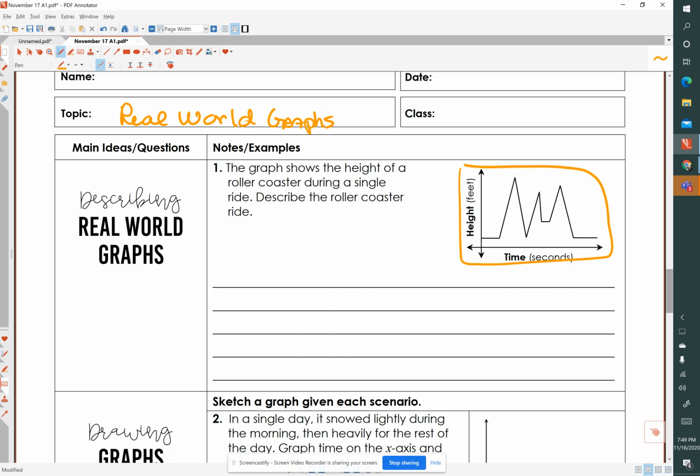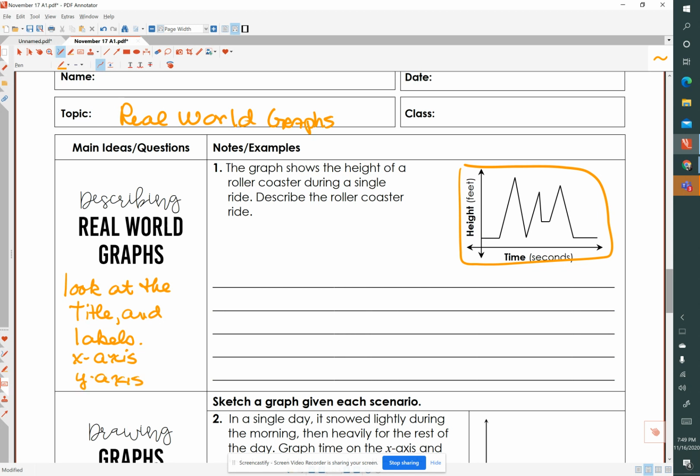First, you want to look at the x-axis and the y-axis. Always look at the labels of your graph first. There's usually a title. So this one does not have a title. It should. Look at the title and labels. Okay, so we're talking about the x-axis. And the y-axis.